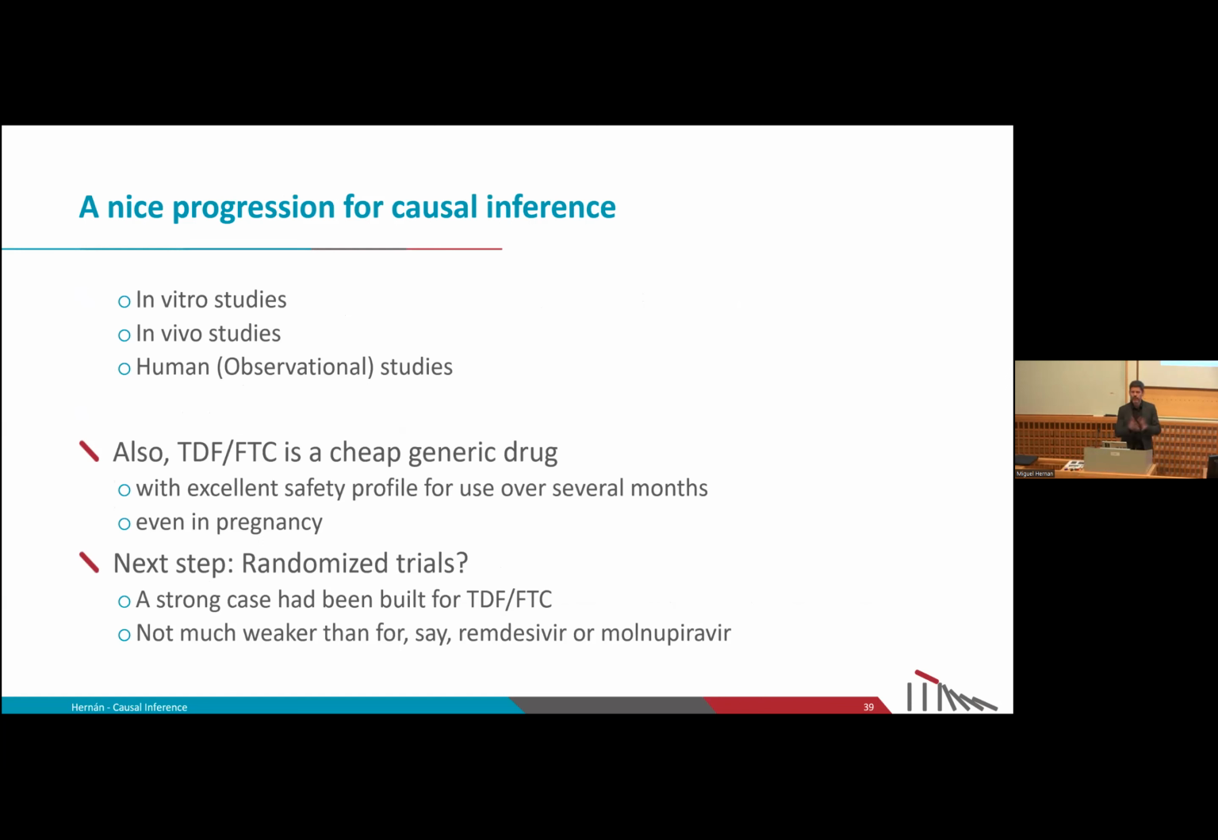So this is kind of nice, right? Because we have the in vitro studies, which are not definite. We have the in vivo studies with ferrets. We have the human studies, the observational studies, that are not perfect because of the possibility of confounding. And also TDF is cheap and has an excellent safety profile, and can be used even during pregnancy, as I said. So it seems that the next step is to do randomized trials.